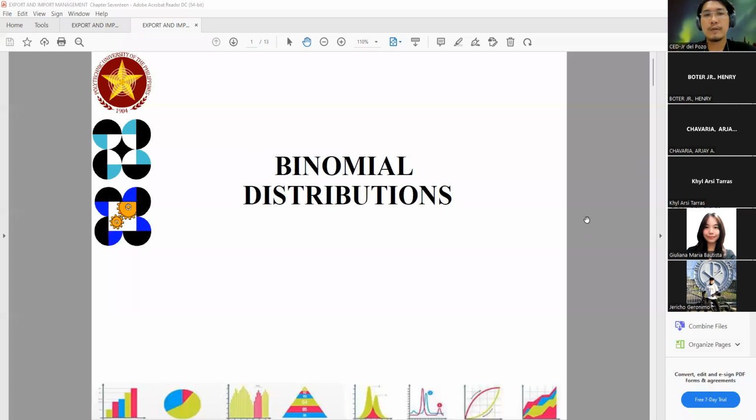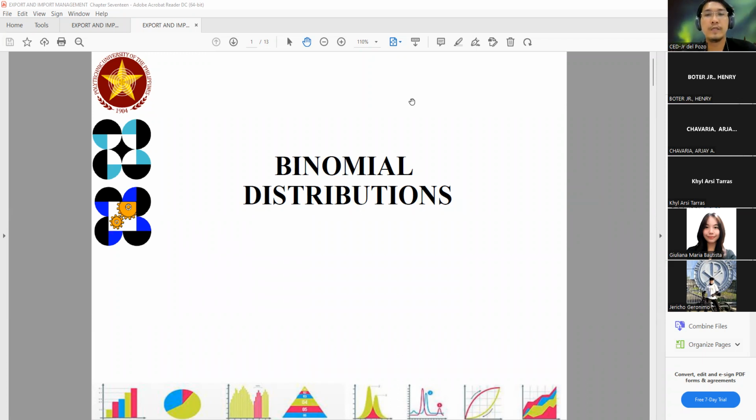Okay, the next topic is about the binomial distribution. Actually, there are several probability distributions that are being used depending on the application. So, meron tayo for discrete like this one, the binomial distribution. And then for continuous probability distribution, we have the chi-square, the normal distribution, student t-test, yan. For discrete, we have the binomial and the Poisson. Yung Poisson will be discussed next week.